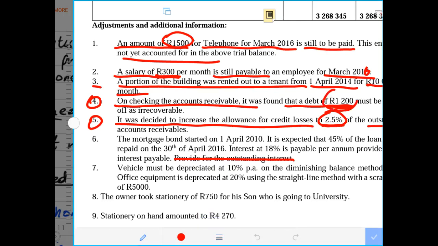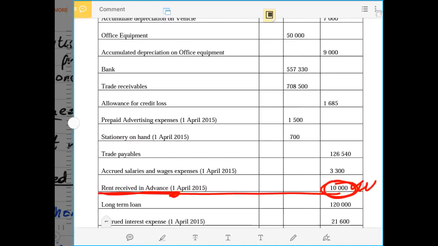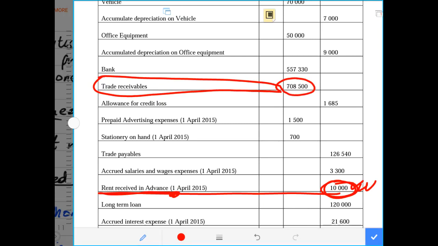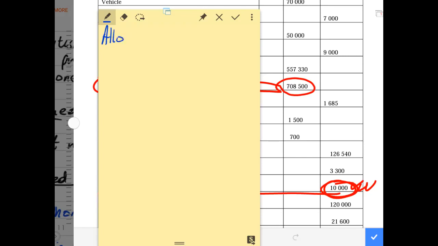And we know that 1,200 is a bad debt, and this bad debt is not yet removed in our debtors. So now we need to go to our debtors in the trial balance, and when we find our debtors in the trial balance, we subtract the 1,200. Here is our trade receivables, 708,500, meaning when you calculate our allowance, now we have to say allowance is equal to our debtors 708,500 less 1,200. 1,200 is the bad debt for the end of the current year.